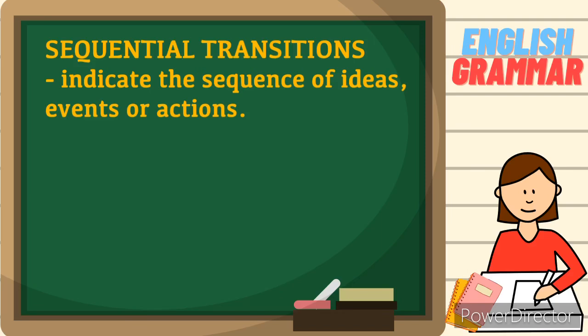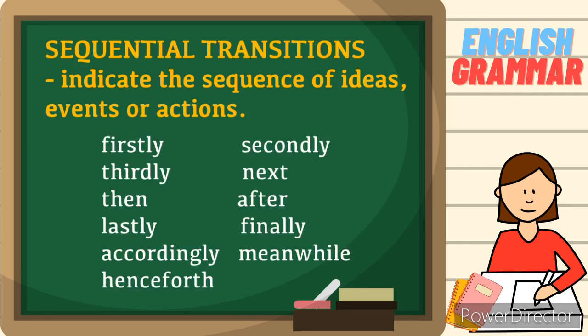Sequential is the 4th classification of transitions. These transitions indicate the sequence of ideas, events, or actions. Examples are firstly, secondly, thirdly, next, then, after, lastly, finally, accordingly, meanwhile, and henceforth.